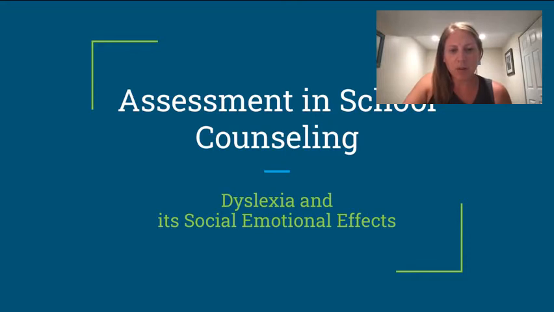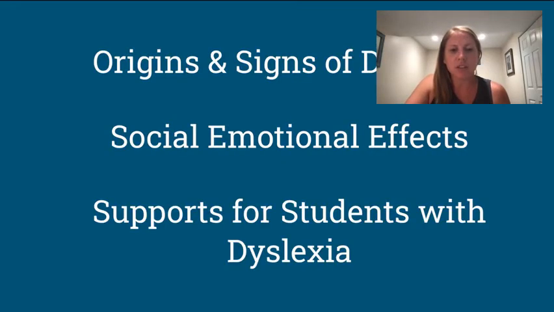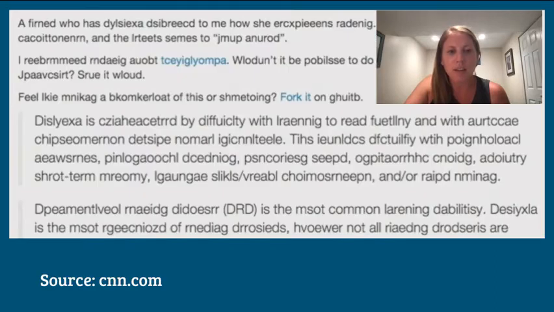My topic for the assessment in school counseling project was dyslexia and its social emotional effects. So I will be discussing the main themes from my literature review, which were the origins and signs of dyslexia, social emotional effects of dyslexia, as well as supports for students with dyslexia, including the assessments that we could be using for these social emotional effects.